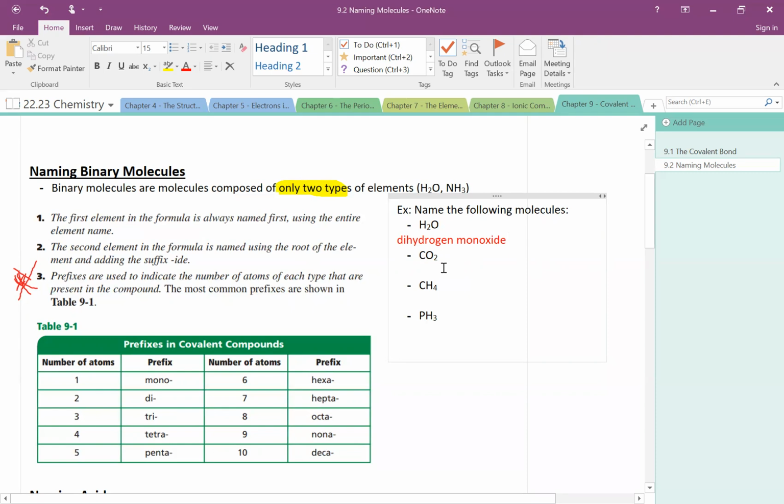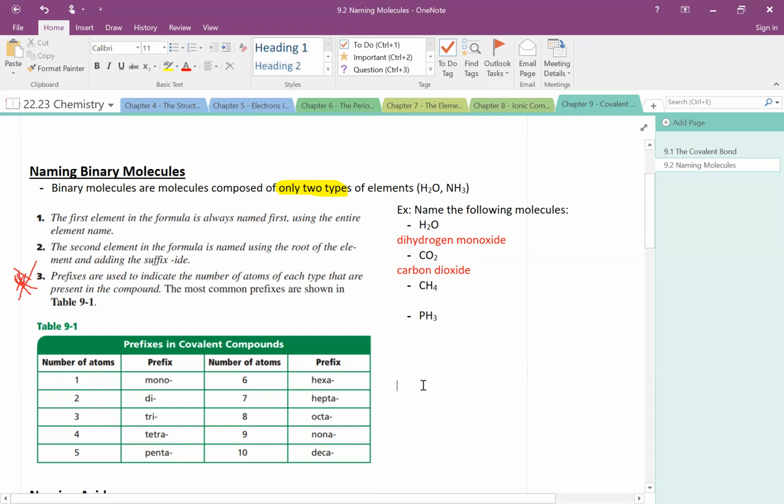Excellent. Let's move on to our second example. Our first element is carbon, and then my oxygen becomes oxide. And then my prefixes: I've got 2 oxygens, so I'll call this dioxide. But hold up, you've probably heard of CO2, and you know that it's called carbon dioxide. It's not called monocarbon dioxide. The reason for that is why I have this asterisk by number 3.